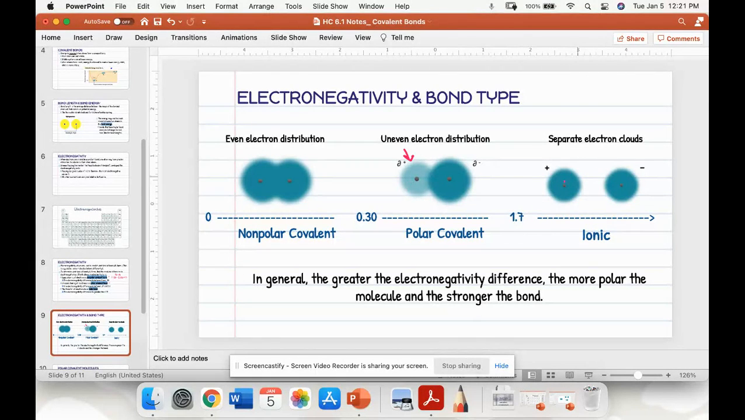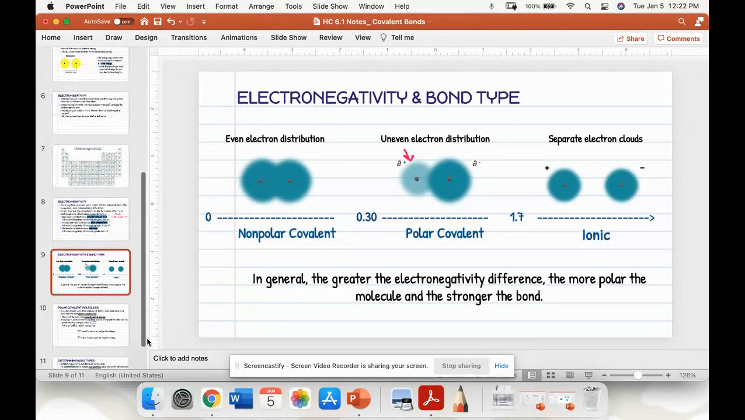And in an ionic bond, the electrons are given up completely and taken away completely. So these are technically the weaker bonds. They're not completely weak, but as you go left to right, the greater the electronegativity difference, the stronger the bond is, or the more polar, you could say.